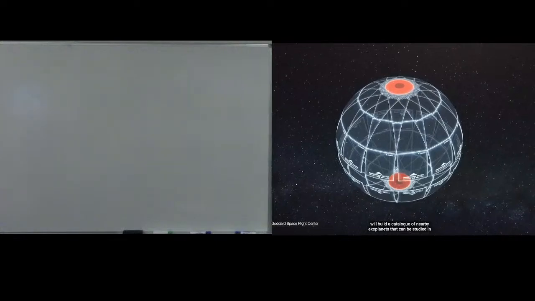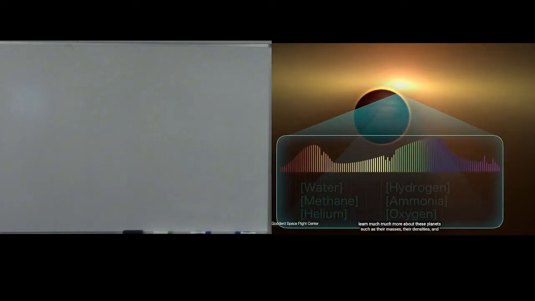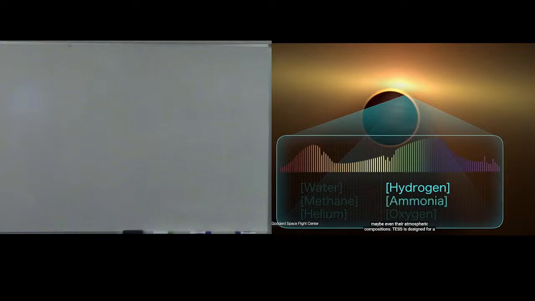But TESS will build a catalog of nearby exoplanets that can be studied in greater detail with the James Webb Space Telescope and ground-based telescopes like Keck and the upcoming super telescopes such as Giant Magellan, Thirty Meter, and the Extremely Large Telescope. These follow-up studies will let us learn much more about these planets, such as their masses, their densities, and maybe even their atmospheric compositions.